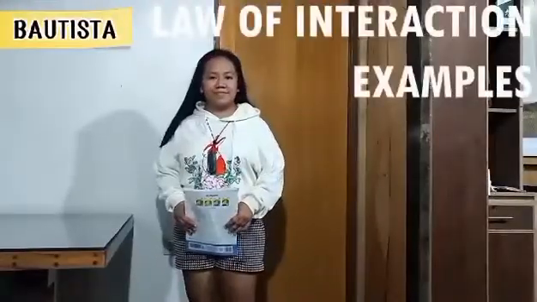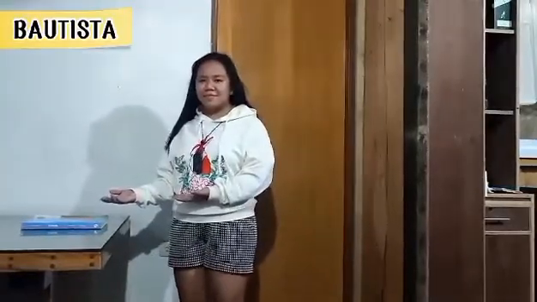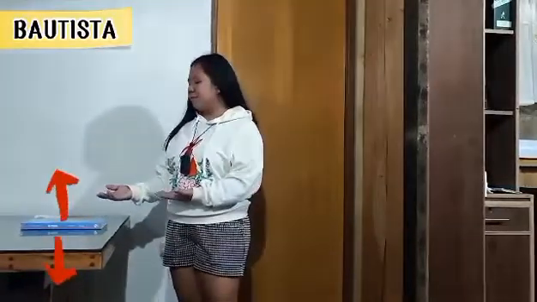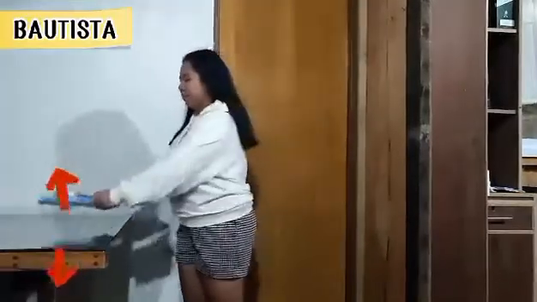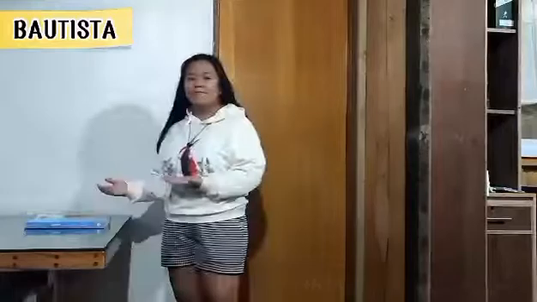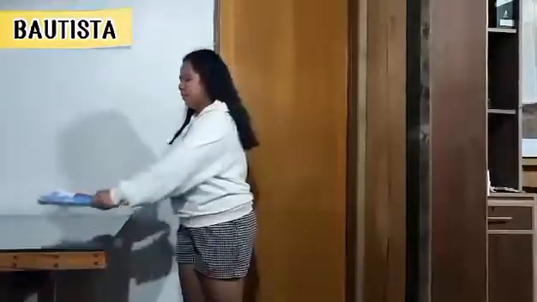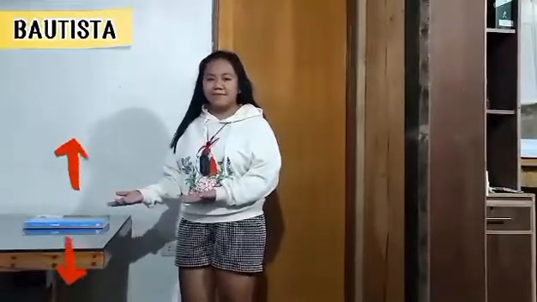Book on the table is an example of normal force or a contact force and belongs to Newton's third law of motion because it predicts that force on the platform has an equal and opposite force, by simply stating that the normal force is acting on the object by the table and the normal force is acting on the table by the object. It's equal in magnitude to the weight of the book.